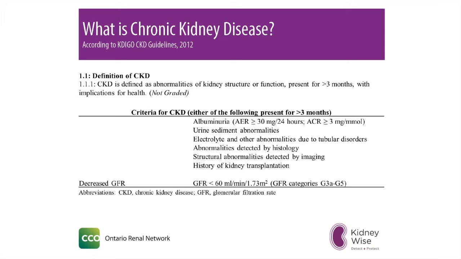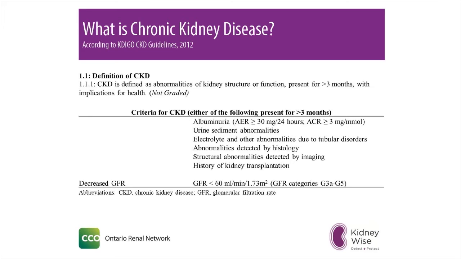The second point is urine sediment abnormalities. So does this mean you have to order a urine sample on every patient that you suspect has chronic kidney disease? This question will also be answered in a few slides. The next criteria is electrolyte and other abnormalities due to tubular disorders. Again, does this mean we should be ordering electrolytes on every patient we suspect to have chronic kidney disease? It continues to list other factors such as abnormalities detected by histology, which usually occurs with a kidney biopsy, structural abnormalities detected by imaging, for example, a renal ultrasound, and finally, a history of kidney transplantation.